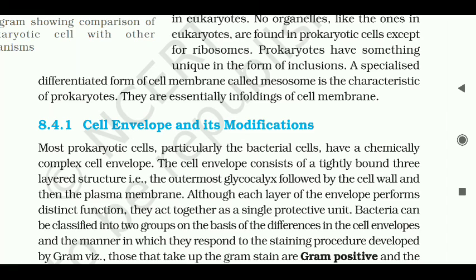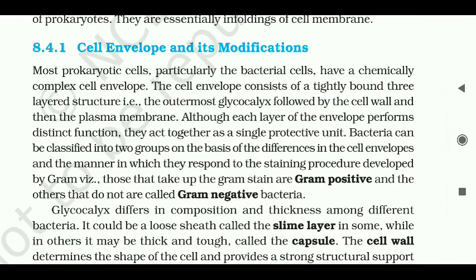Bacteria can be classified into two groups on the basis of the differences in the cell envelopes and the manner in which they respond to the staining procedure developed by Gram. Those that take up the Gram stain are called Gram-positive and others that do not are called Gram-negative bacteria. Glycocalyx differs in composition and thickness among different bacteria. It could be a loose sheet called the slime layer in some, while in others it may be thick and tough, called the capsule.